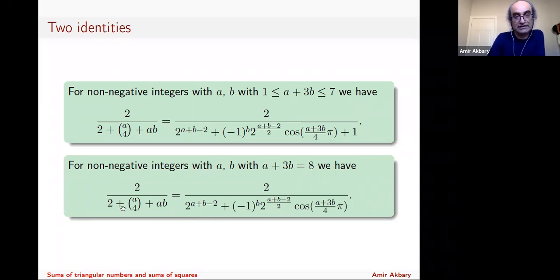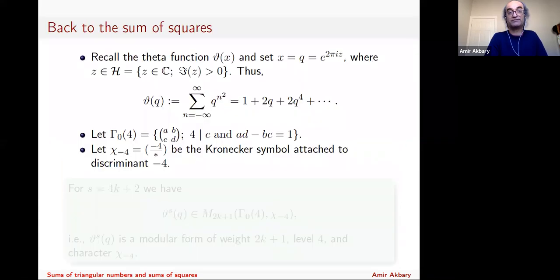And it's quite interesting that on this side you have some combinatoric quantity, so a choose 4 appears here. And on the other side, you have some kind of more transcendental quantity, like we have cosine, for example, here. Okay, so that's the result and some background about the result.